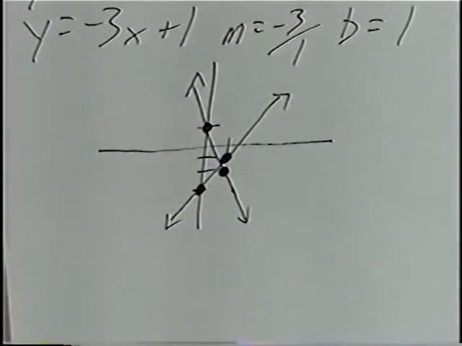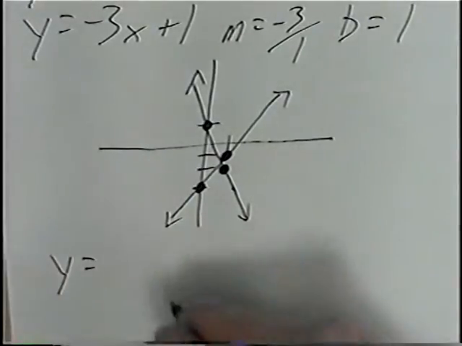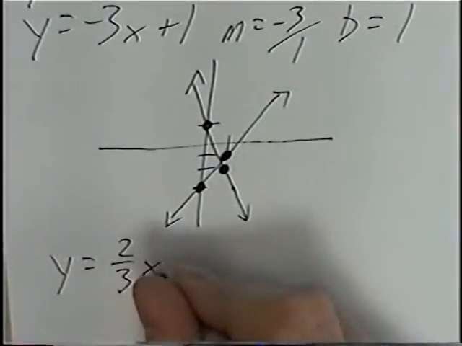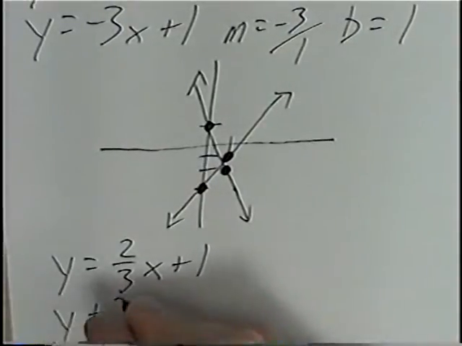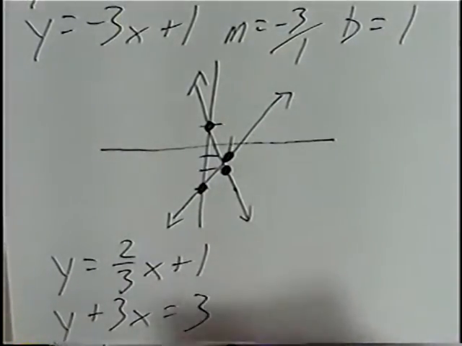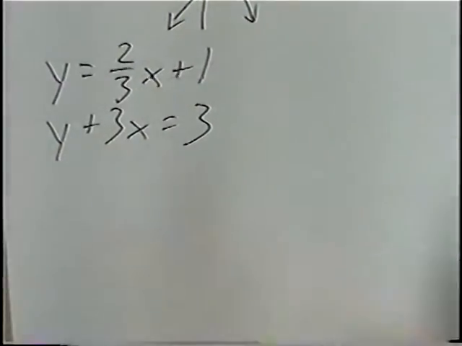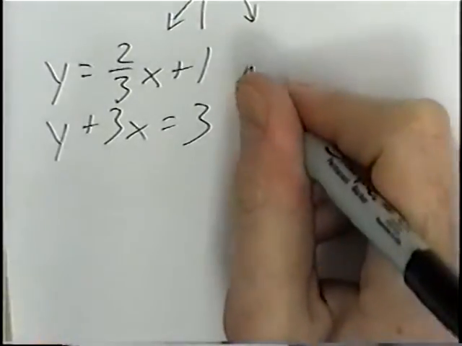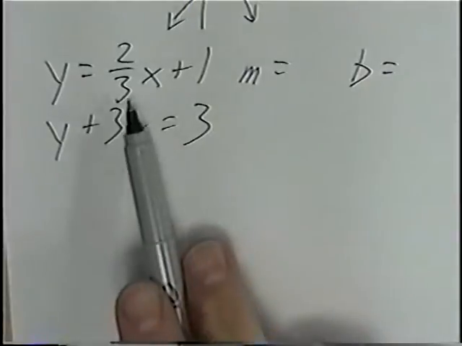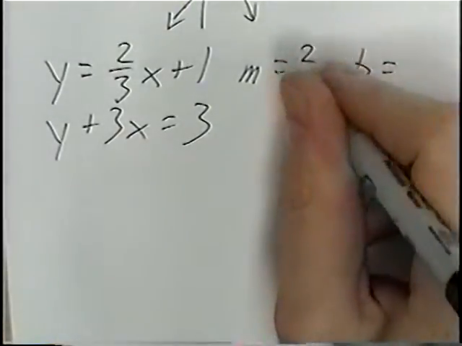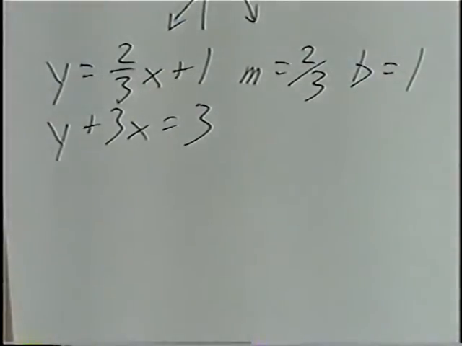Second set of questions and last equations for the section. First equation is y equals 2/3 x plus 1. And the second, y plus 3x equals 3. The first equation is in slope-intercept form. So we can find the slope m and the y-intercept b. The slope, number in front of x, would be 2/3. And b, the y-intercept, would be 1.